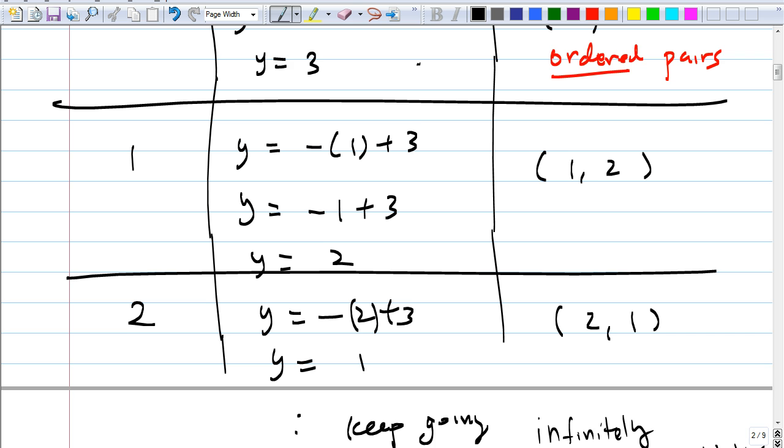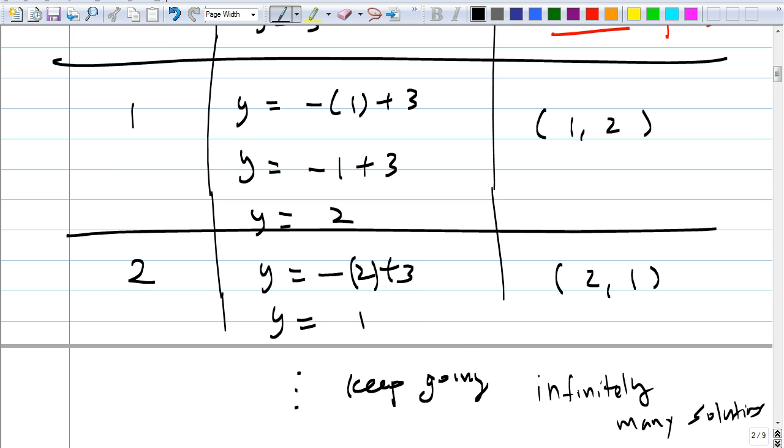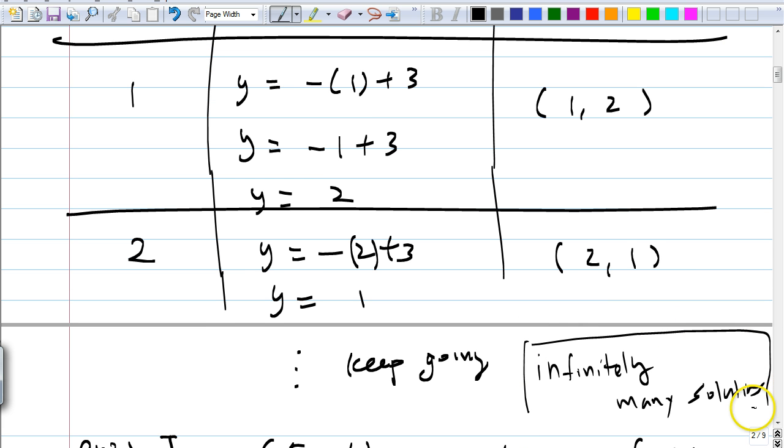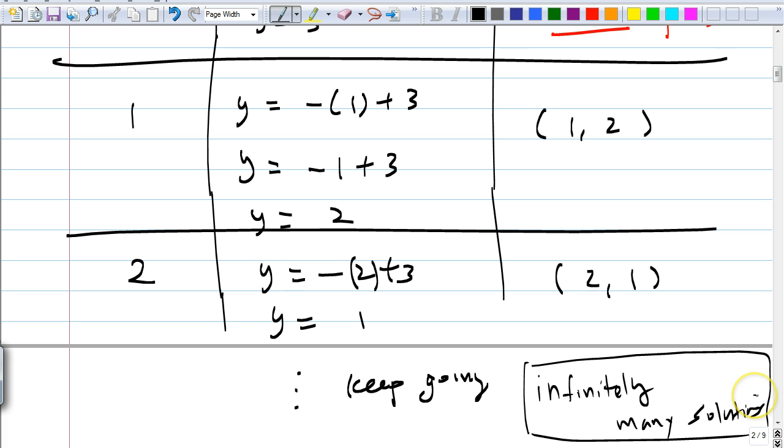Some of you ask, does that mean that I can plug in any ordered pair I want? Like, can I plug in 1, 1? No. Infinitely many solutions does not mean you could plug in any ordered pair. But there are particular ordered pairs that will work. And there are infinitely many of these.